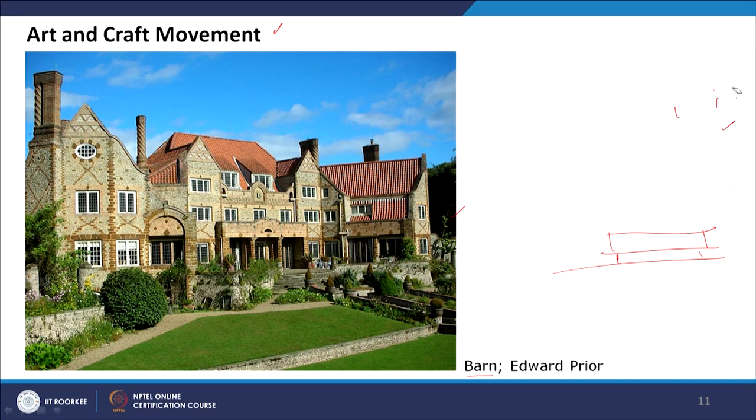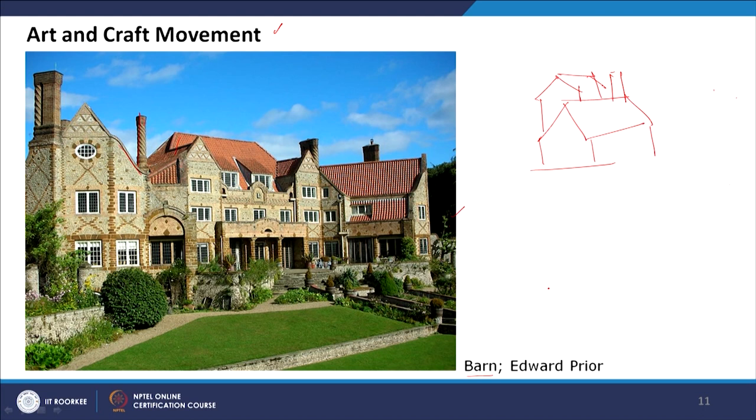It was something with a pitched roof, and then there would be some chimney, and this was the mental image of the earlier style of building. So this style of building, which has this pitched roof and some ornamentation, some chimneys, evolved from the traditional buildings which existed before the pre-industrial revolution. So they have taken inspiration from what was existing and what was the mental model of people about a home.